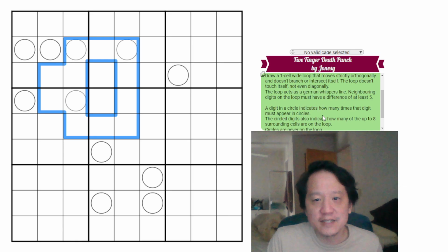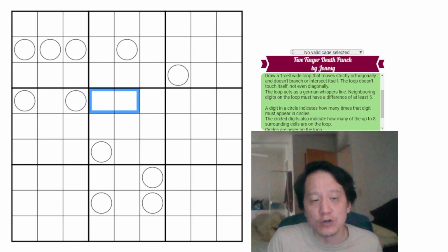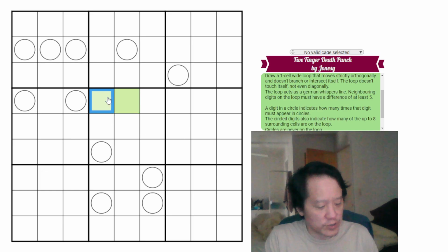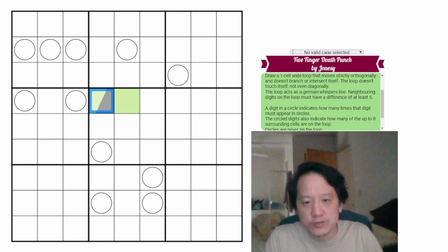The loop acts as a German whispers line, which means neighboring digits on the loop must have a difference of at least 5. So say these two digits were on the loop. If this was a 3, this would have to be an 8 or 9, because you have to have a difference of at least 5 on German whisper lines.